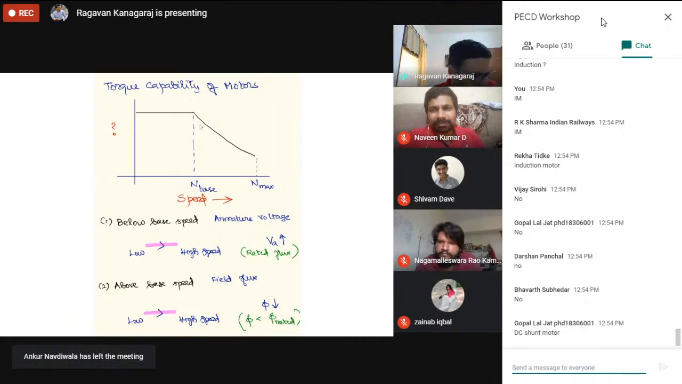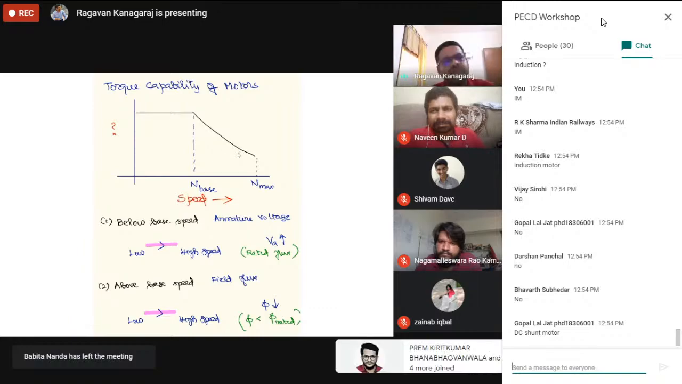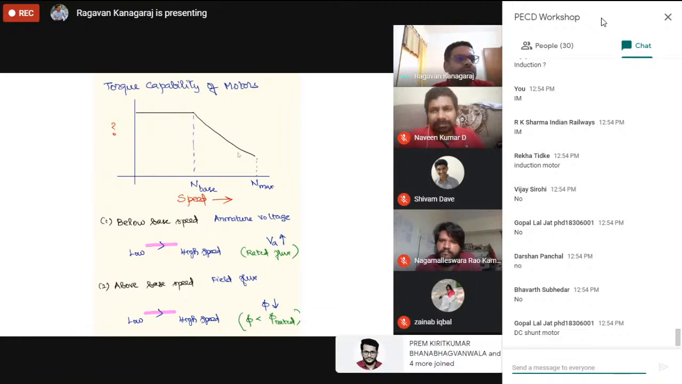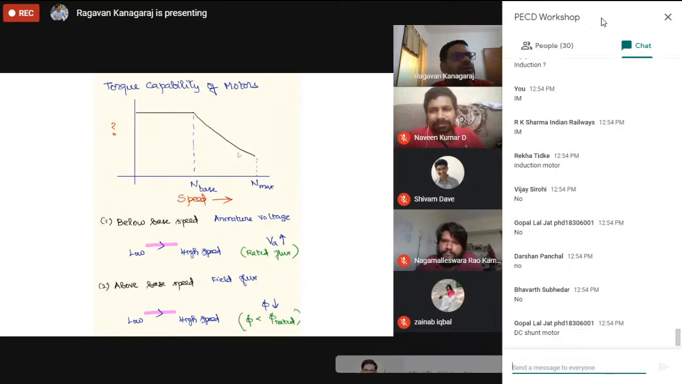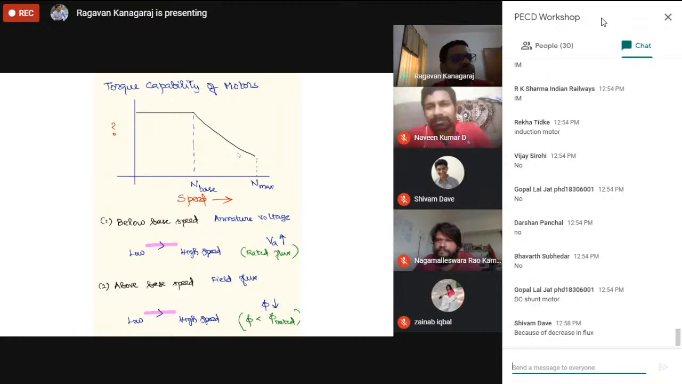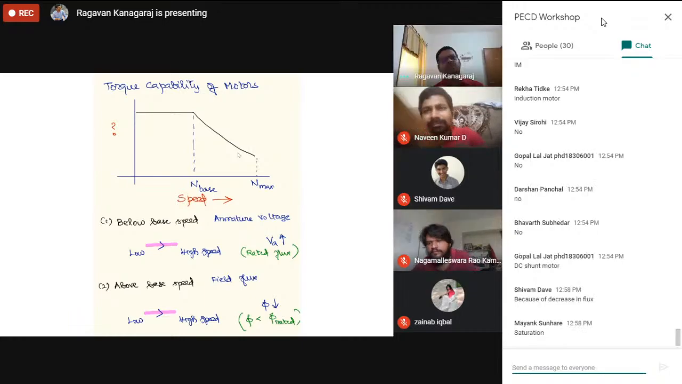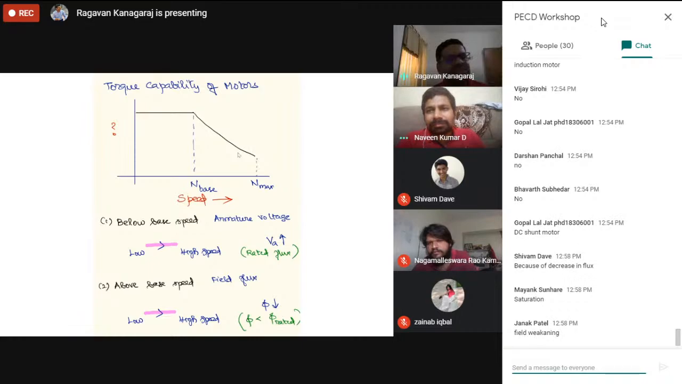It's a very simple question. Don't think too much technically. Can anybody give the reason why the motor is not capable of producing 20 Newton meter after 1000 RPM? Power issue. Shivam says because of decrease in flux. Yes, I know saturation and all we are not considering. We are doing field weakening beyond 1000 RPM.